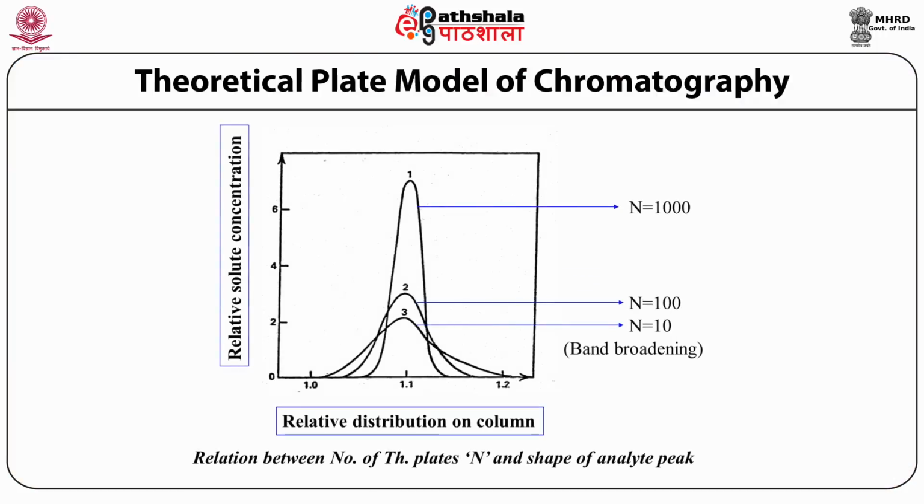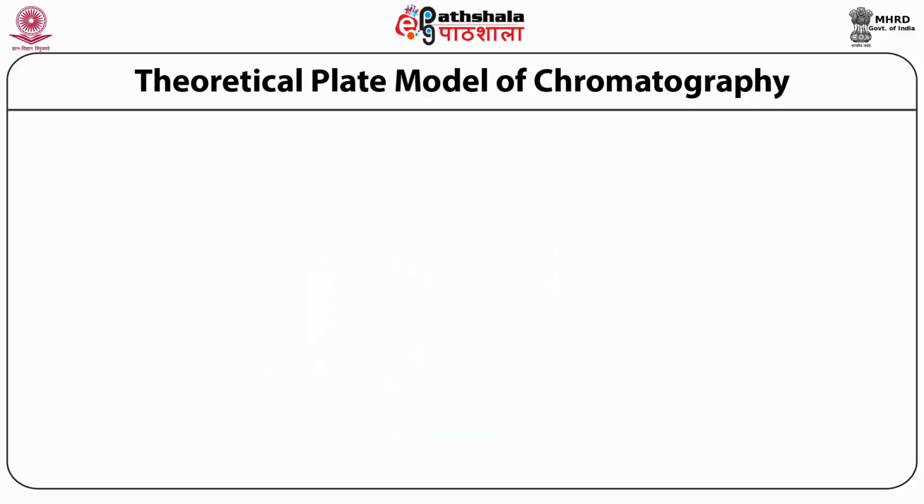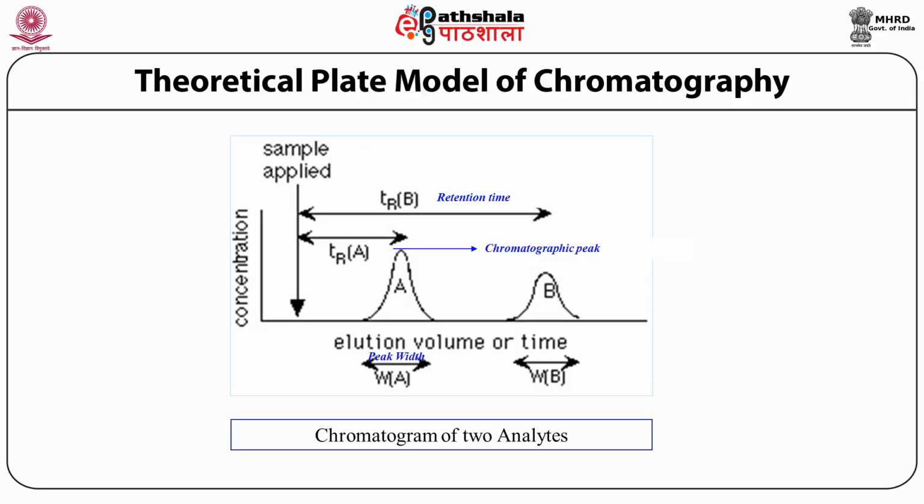performance liquid chromatography. The figure shows 3 peaks in the chromatogram and the relationship of the number of theoretical plates in the column to their shape. It can be observed that by increasing the number of theoretical plates, band broadening can be reduced and sharp peaks can be obtained. This chromatogram shows peaks of 2 analytes A and B, of which the retention time of B is greater and it is eluted later from the column.